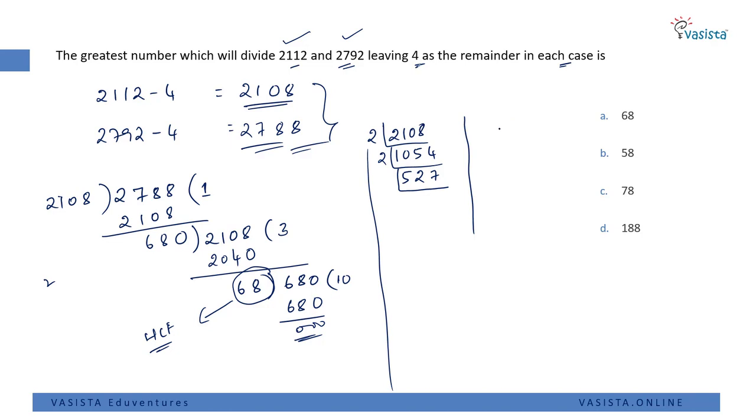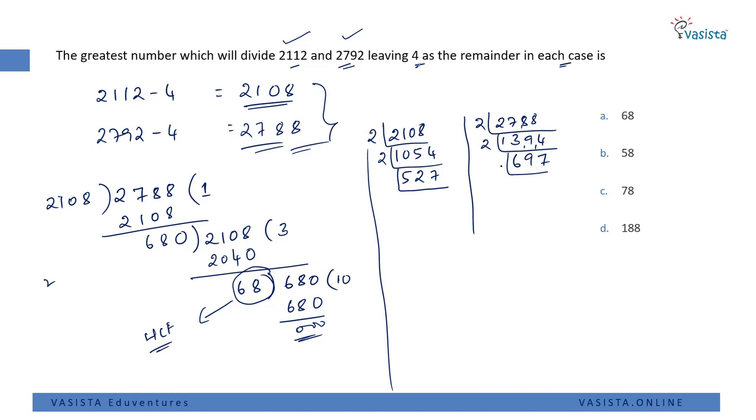Let us go with 2788. 2 ones are 2, 2 threes are 6, 2 nines are 18, so 1394. Again I will go with 2: 697. Here again we are stuck with a division. To start working on it, if you know the division you can do it, but it will take time.